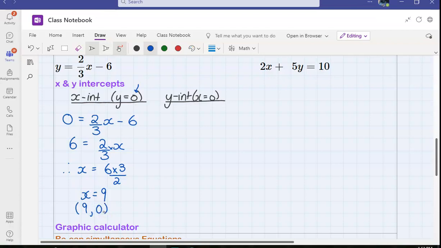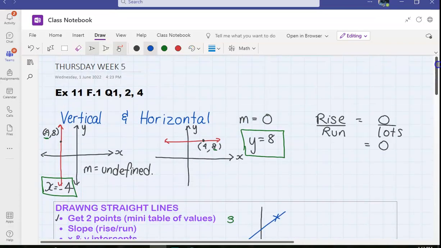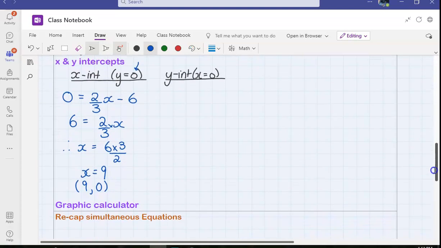I'm taking marks off my students in year 11 when they write x equals 9 is your x-intercept. Why would I take a mark off if they're saying their x-intercept is x equals 9? It's not a point. What is x equals 9? It is a line. Okay, so we're starting to get picky. It's not, oh, close enough. I know what you mean. This is now precision.